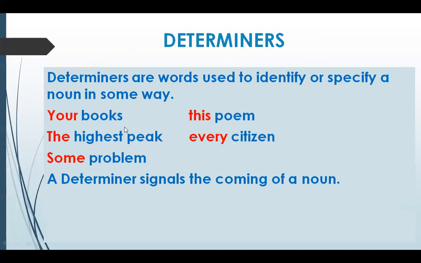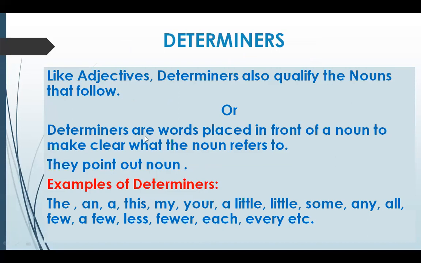Your books, this poem, the highest peak, every citizen. So what does a determiner do? It actually signals the coming of a noun. They work like adjectives. They also qualify the noun that follows. Determiners can also be interpreted as words placed in front of a noun to make clear what the noun refers to. That means they point out that noun. And there is one more thing regarding determiners, that they limit the meaning of a noun.